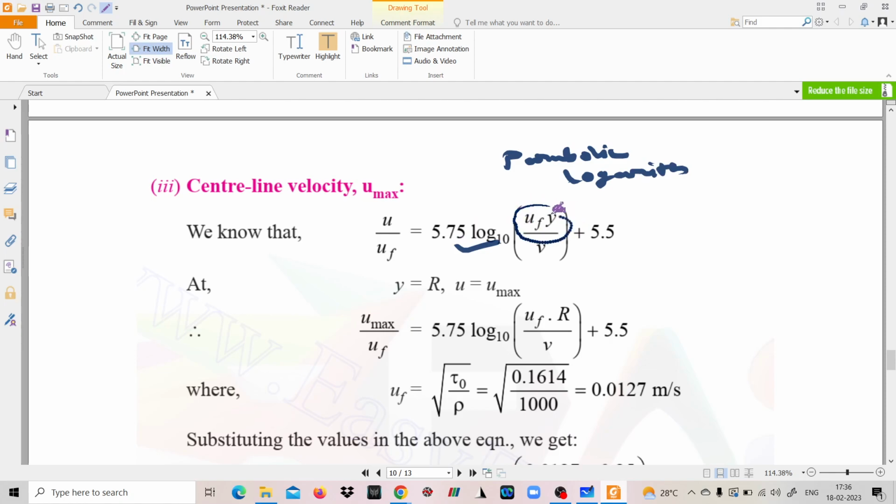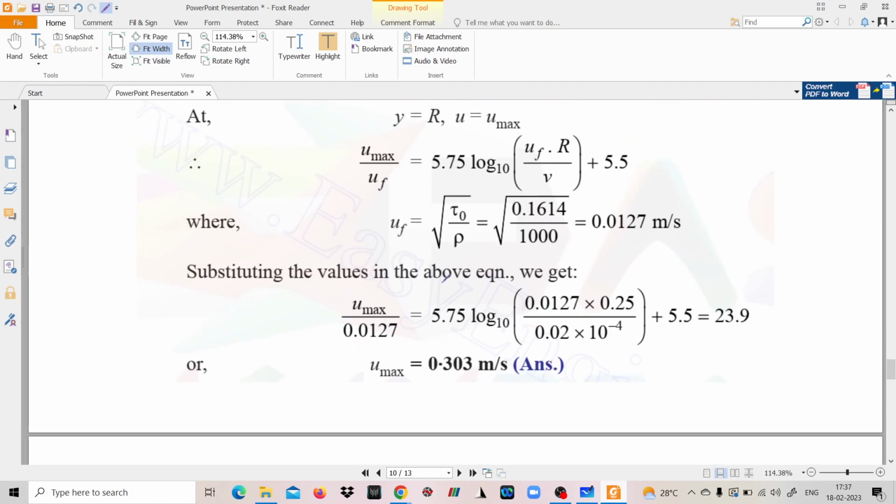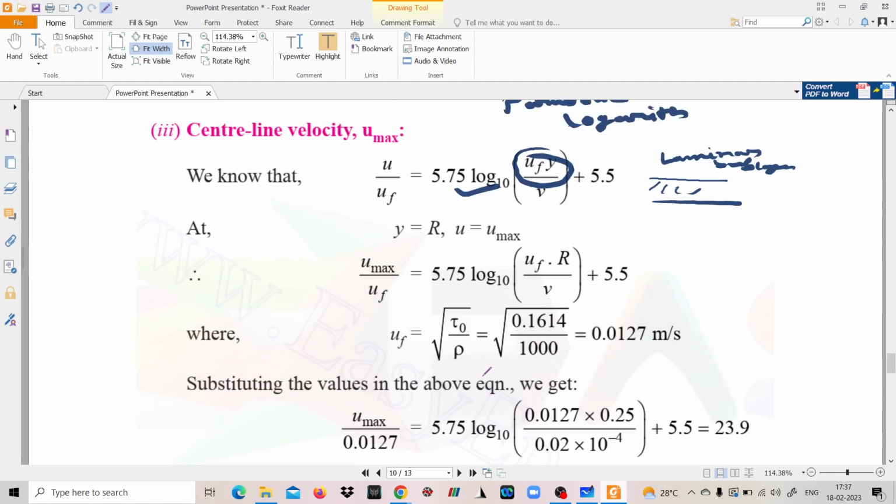So it is this distribution. This is coming for a smooth pipe. Now what is a smooth pipe? When the roughness lies within the laminar sublayer, we call it a smooth pipe. So for this, the relation is known to you. From there you can directly calculate the value of U max, 0.303. See, the analysis is more or less similar to that of the laminar flow, only the equations are different.